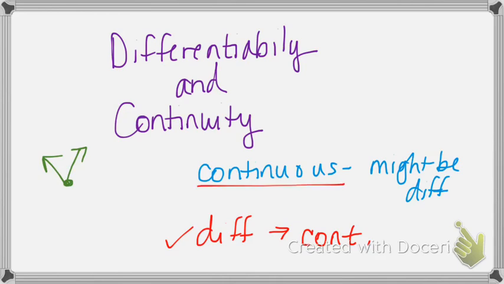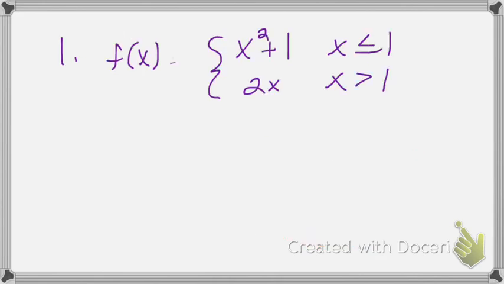It might be true. So when we're looking at piecewise functions, we start off by figuring out, is the function continuous? If it is, then we go on to the differentiable part. If it's not, then we don't even have to go to the differentiable part. So you always start to figure out if the function is continuous or not. So here's our first example.